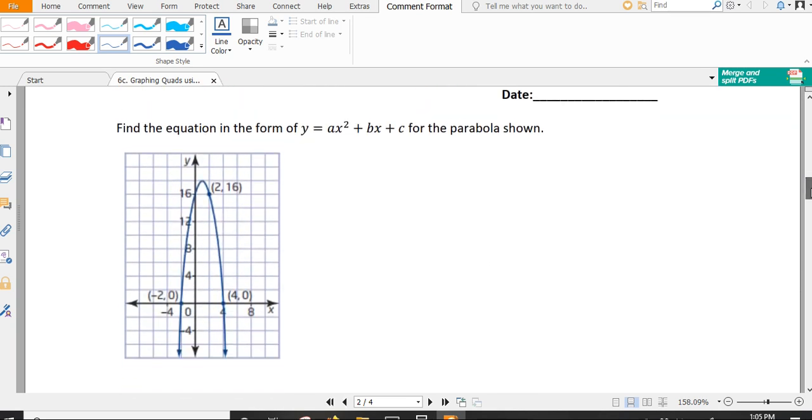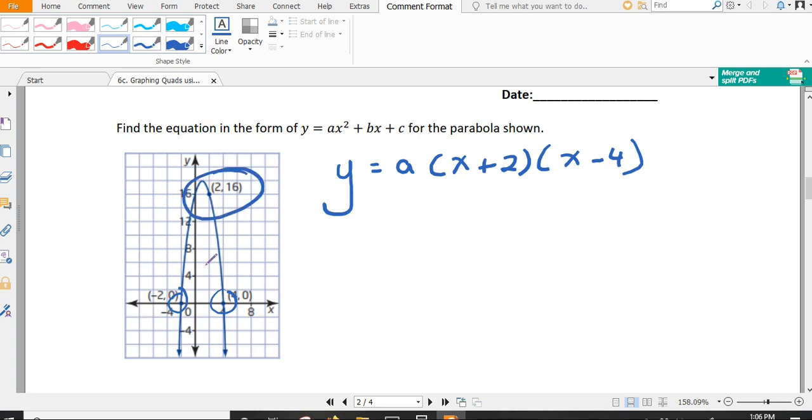Okay, find the equation in standard form of the parabola shown below. Notice how it gave us the x-intercepts, right? Which means I'm going to write it in factored form. So y equals a, x plus 2 and x minus 4. Minus 4 would imply the x-intercept is positive 4.